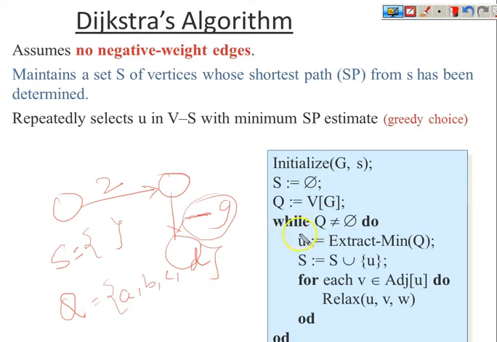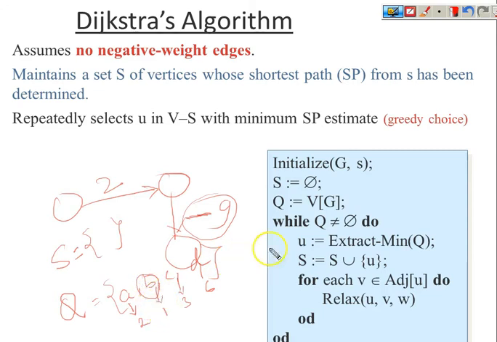While Q is not equal to empty, extract min Q. In the Q set we have the vertices, and as I already told you, each vertex in the graph will have some d value. So let's say the d value of this is 2, this is 1, this is 3, this is 6. Extract min is the procedure that extracts the vertex which has the minimum d value. So if we have four vertices with these d values and I apply extract min, then this will be the answer, because this is the vertex with the minimum d value.